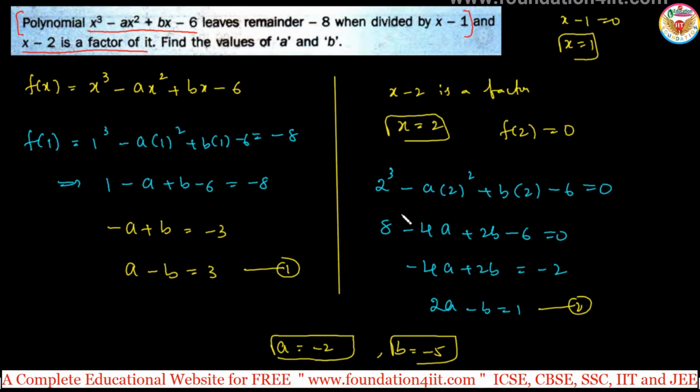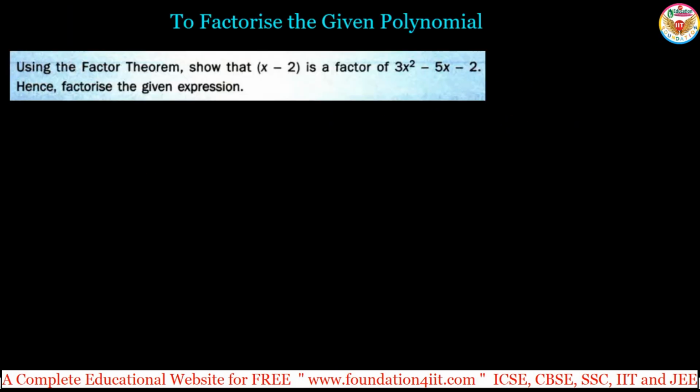Now let us see how to use the factor theorem to factorize the given polynomial completely. Using the factor theorem, how to factorize the given polynomial. So let us see this topic. The question: show that x minus 2 is a factor of 3x square minus 5x minus 2. Hence, factorize the given expression.